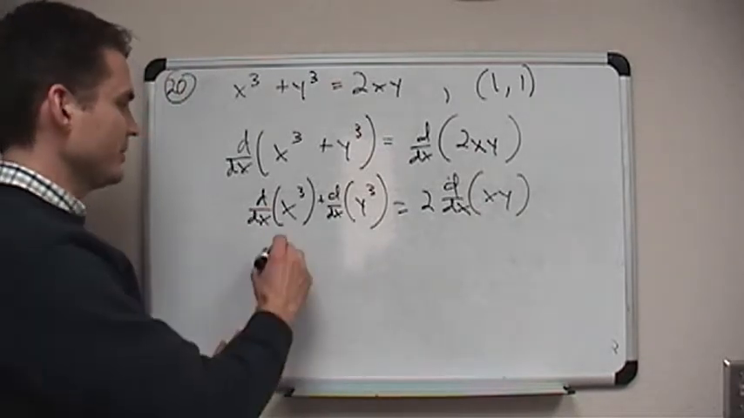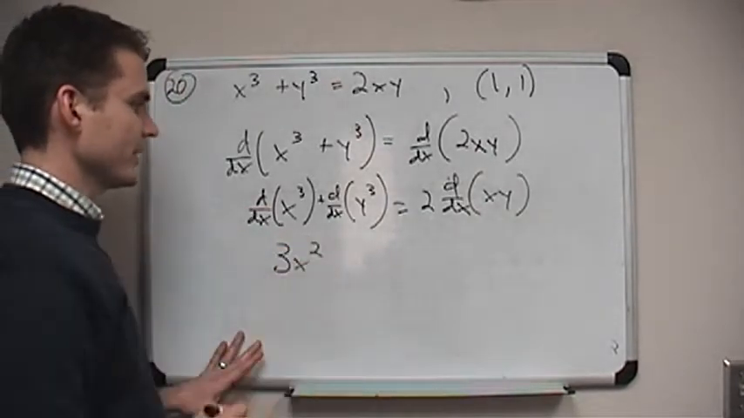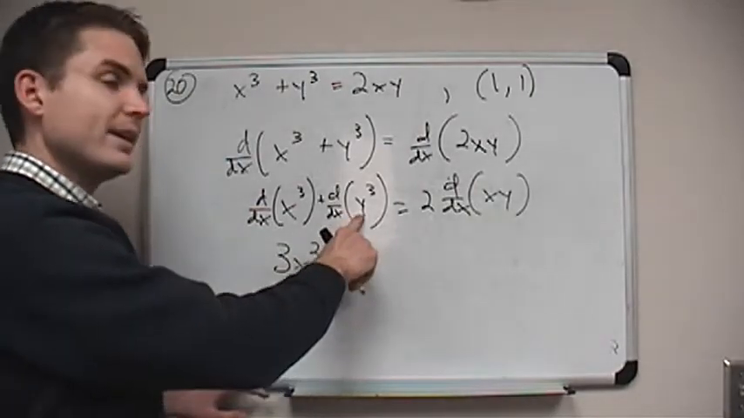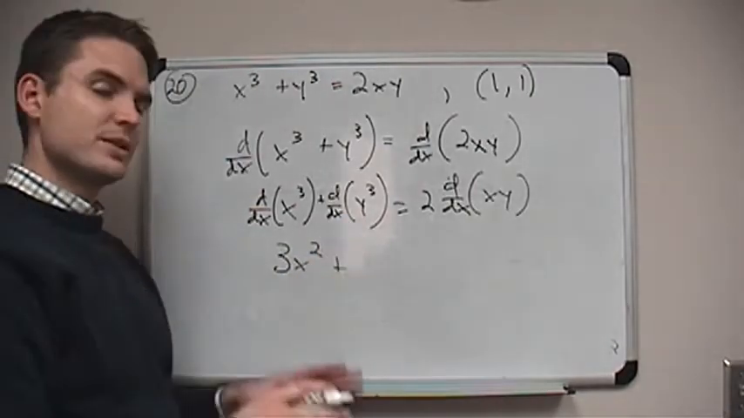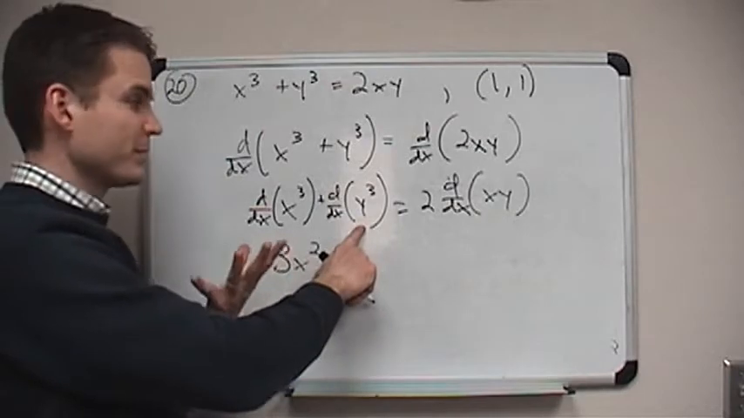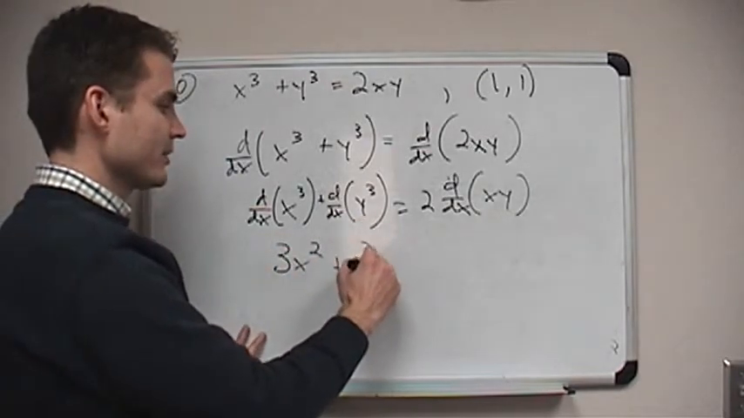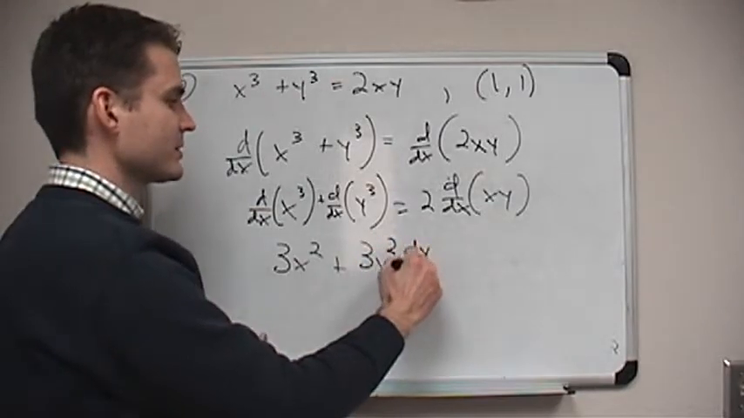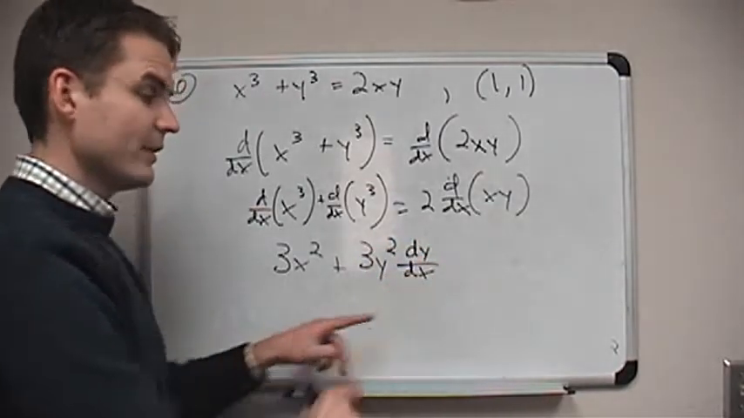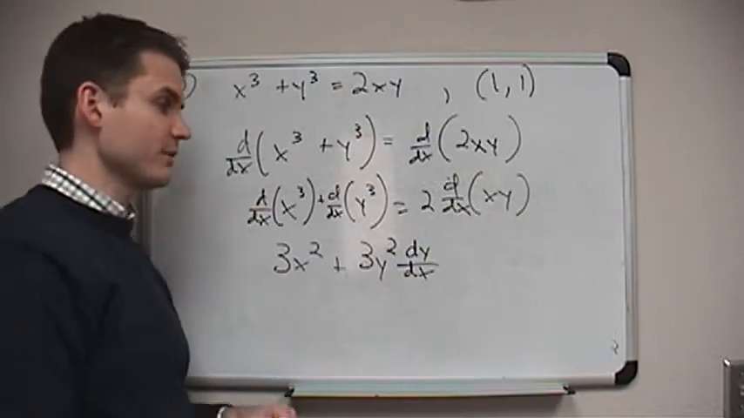The derivative of x cubed, by the power rule, we get 3x squared. The derivative of y cubed with respect to x, we have to use the generalized power rule because the variables are different here. So we're treating y as a function of x. So we get 3y squared times the derivative of y. There's one of those dy/dx's we're going to have to solve for.